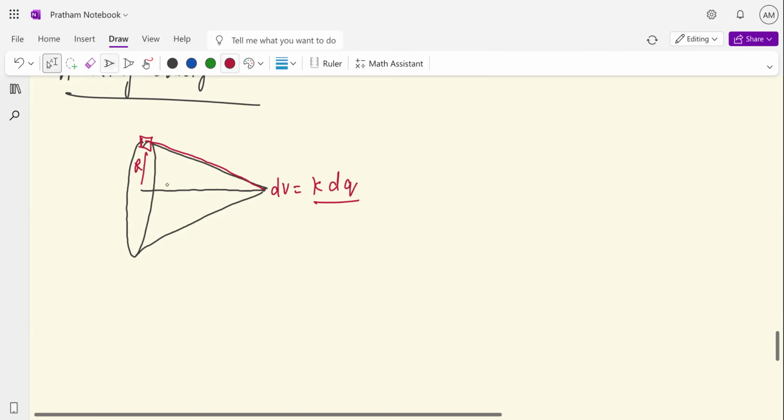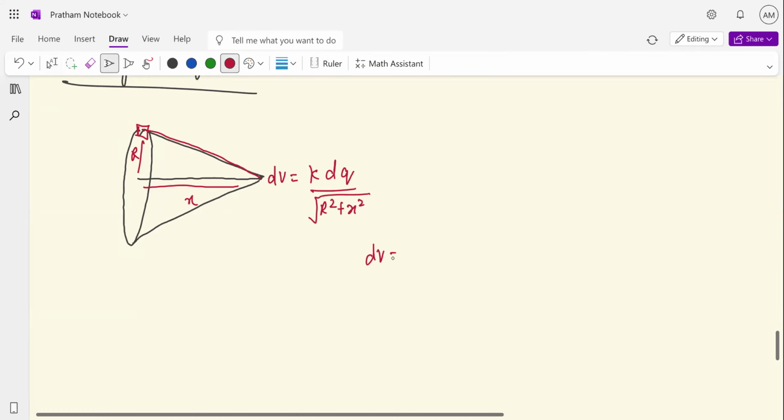Let's say this is r and this is your x. So what is the distance? r square plus x square. Yes. Okay, now what I have to do, I just have to integrate it whole. So if you integrate this, k dq divided by under root of r square plus x square.